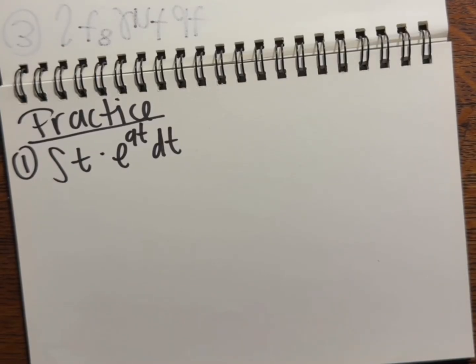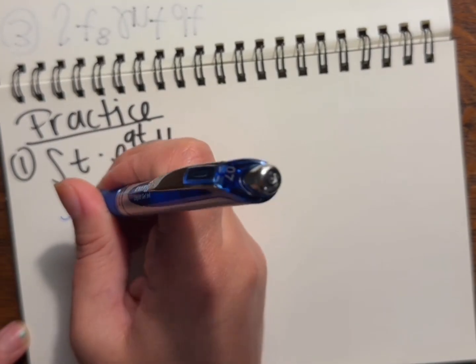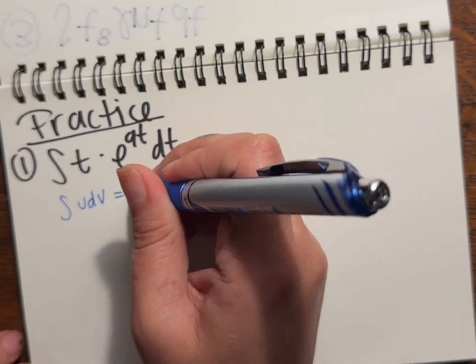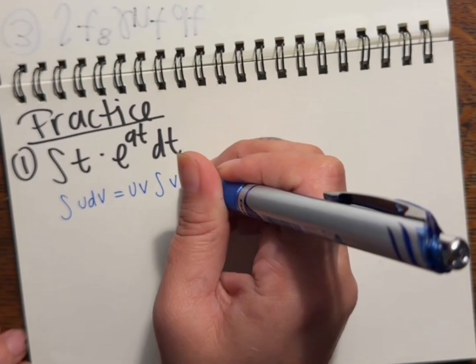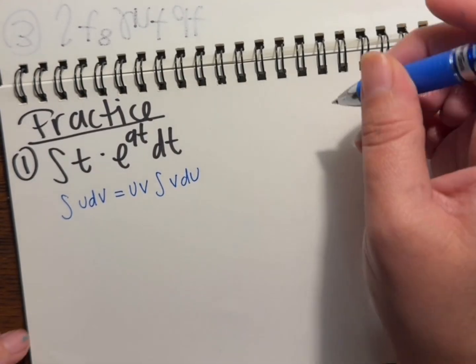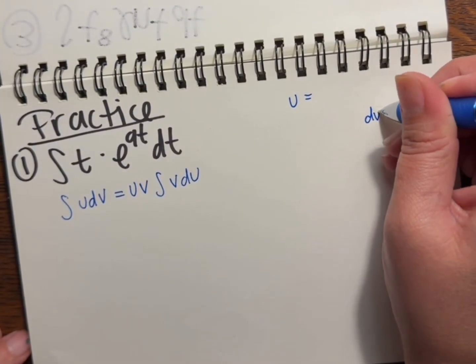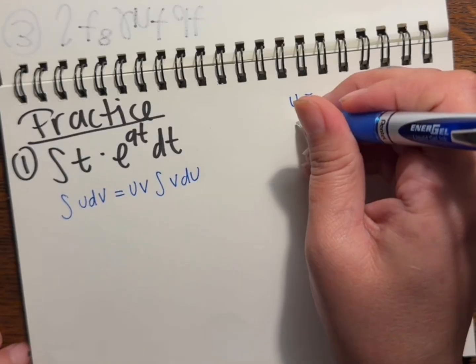Okay, now let's jump into some examples. So let's write the formula again. So it was use Danny's vase until Violet's vase dries up. And the first thing you need to do is identify your U and your DV. And I like to write it this way. That way I just have everything that I know I'm going to need laid out.